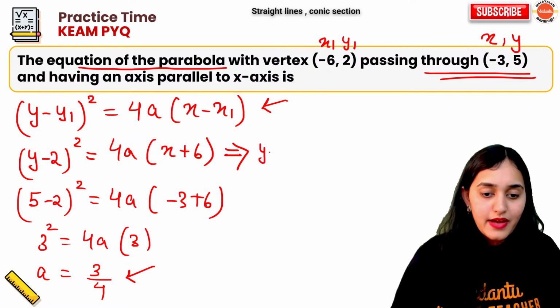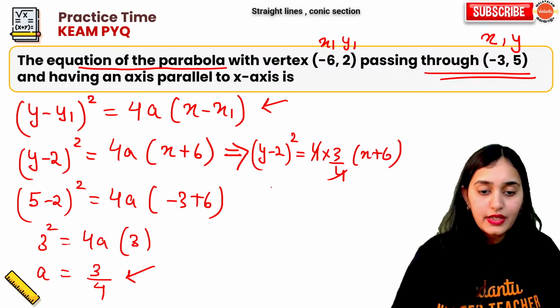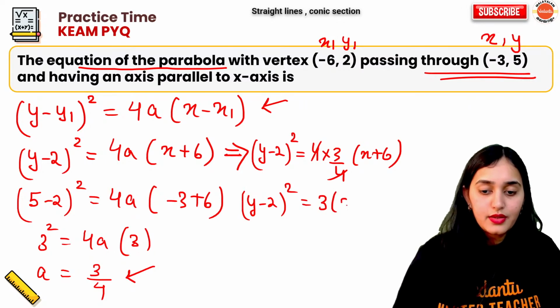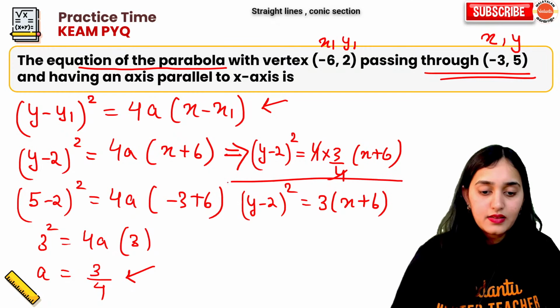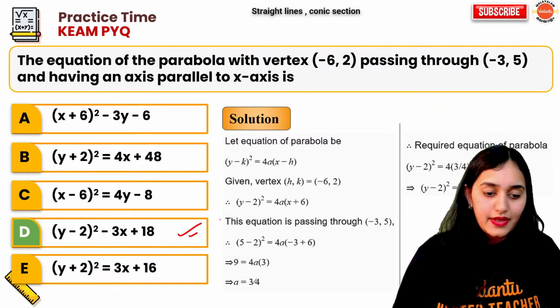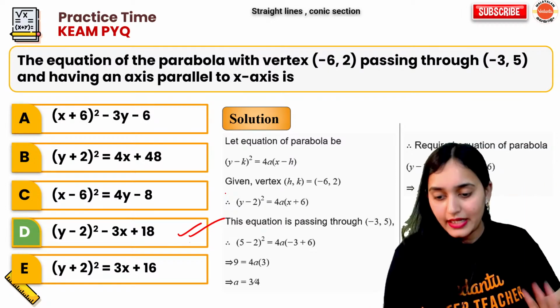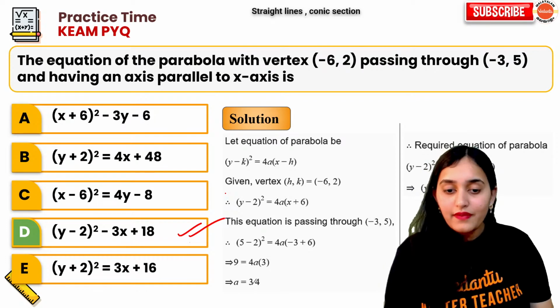So this becomes (y minus 2) whole square is equal to 4 into 3 by 4 into (x plus 6). So 4 cancels. (y minus 2) whole square is equal to 3 into (x plus 6). This is my answer. So when I simplify, once you open the bracket for the x coordinate, you will get the solution. Clear to everybody?